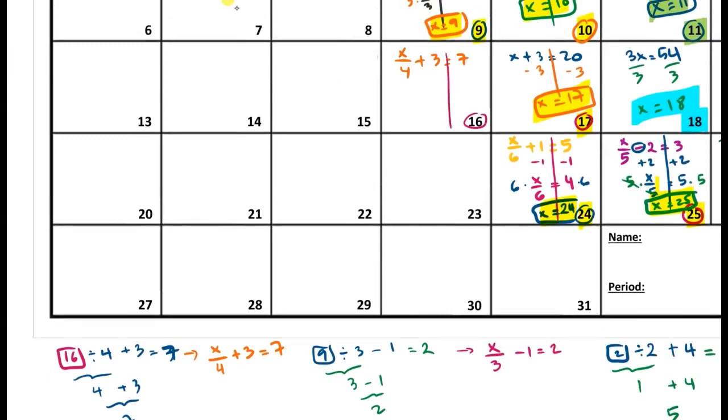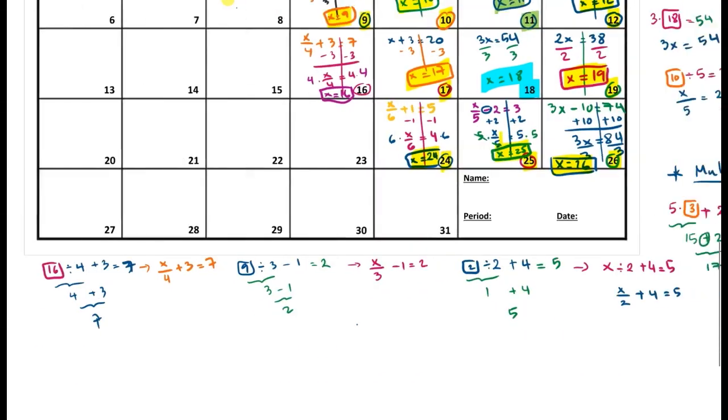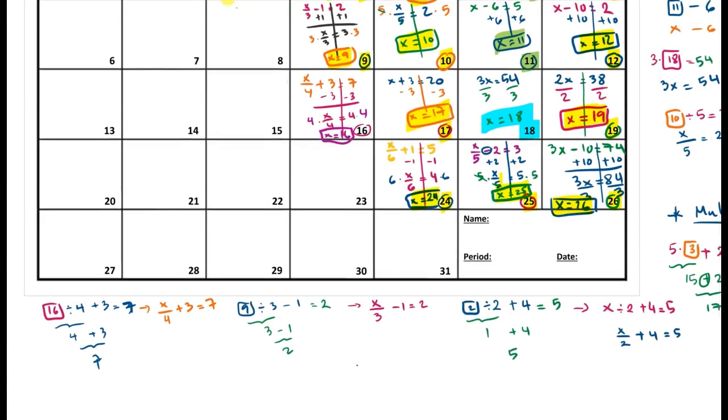Alright, so to solve for x, you're going to subtract 3 on both sides. So x over 4 equal to 4. And then we multiply by 4 on both sides. x equal to 16. Okay, that is the fourth example on the multi-step equation. And we have one last one.